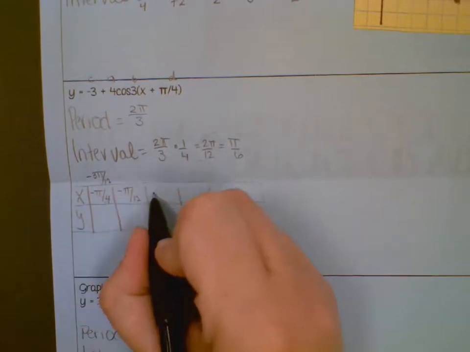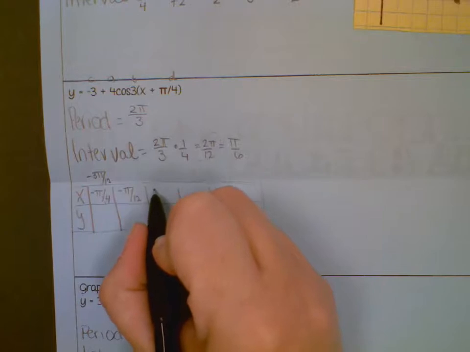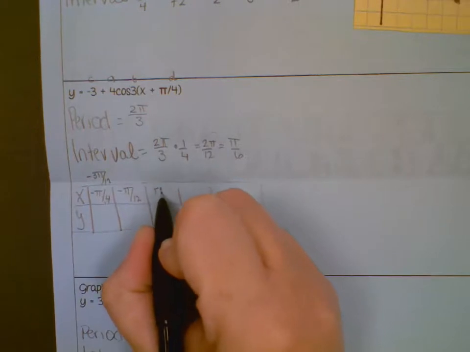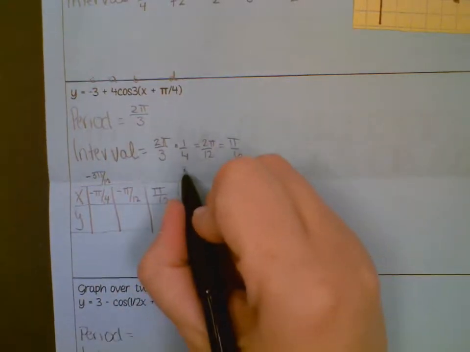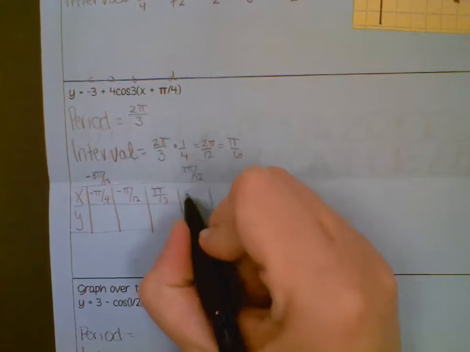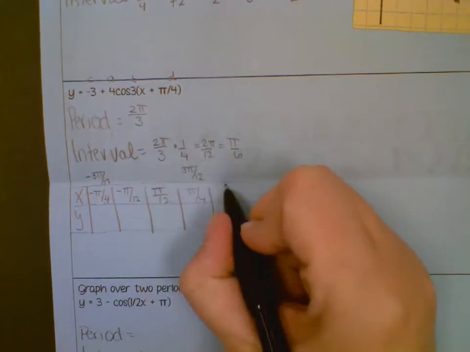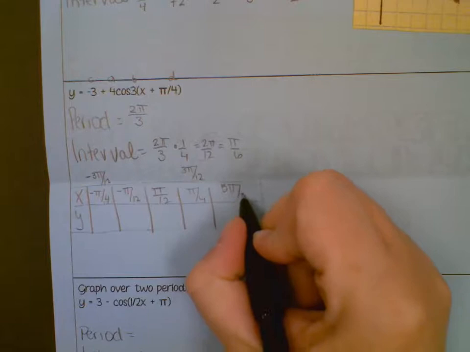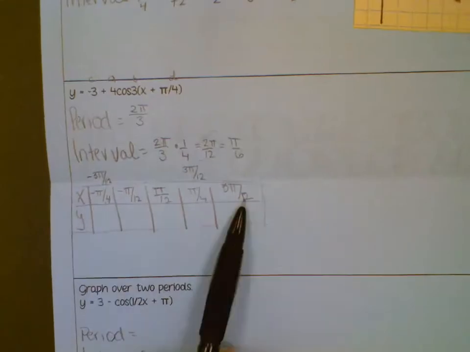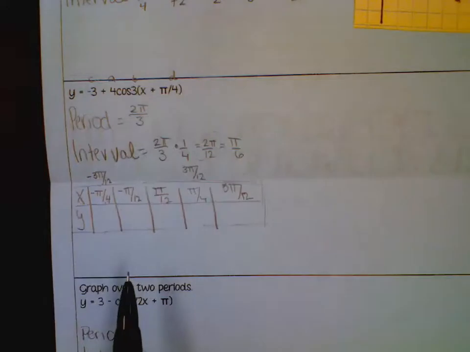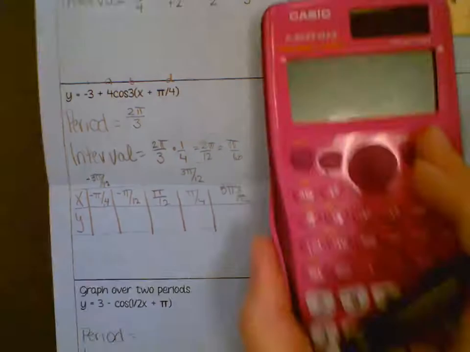I add 2 to negative 1, I get pi over 12. Add 2 more, I get 3 pi over 12, which is pi over 4. And add 2 more, I get 5 pi over 12. So from here to here should be our period. And if we subtracted that, we would see that it's 2 pi over 3.